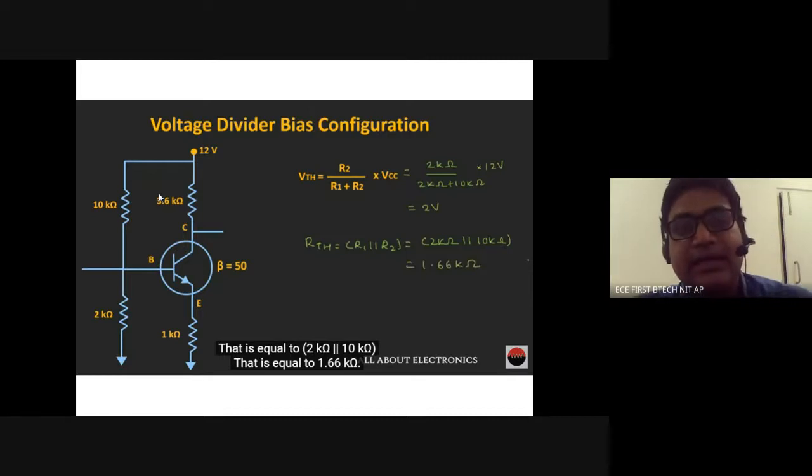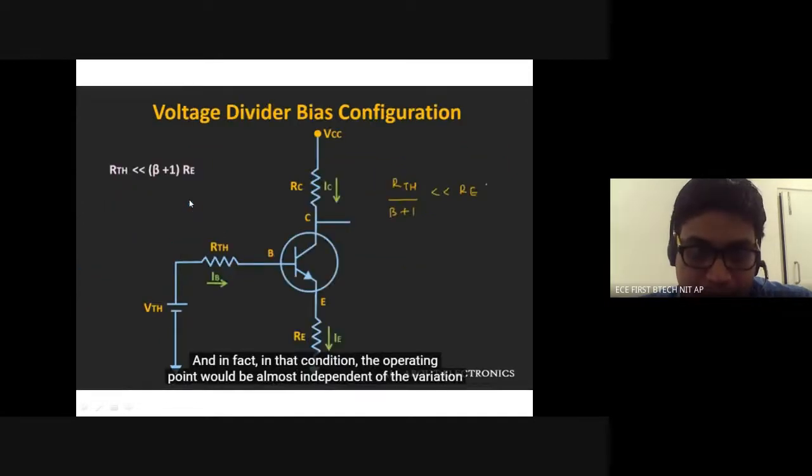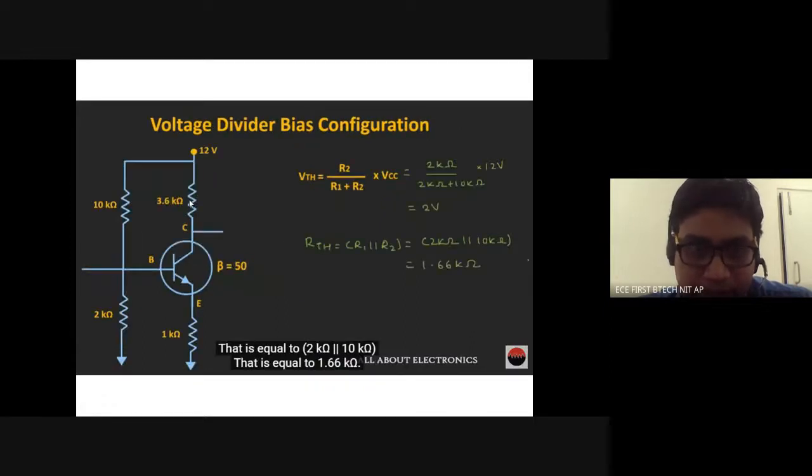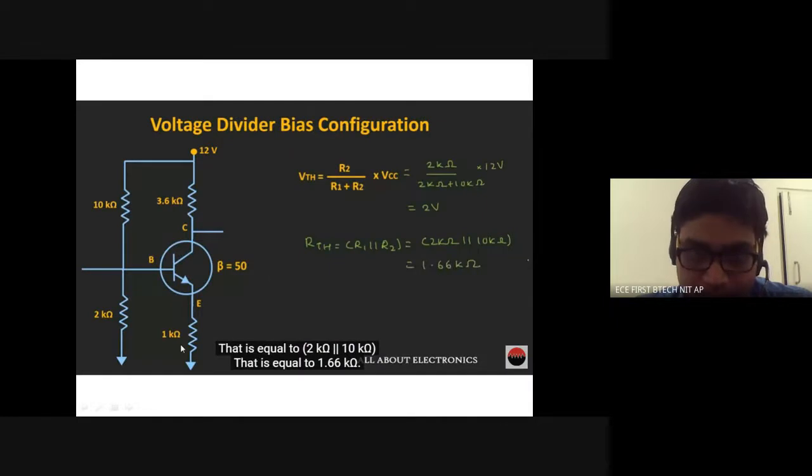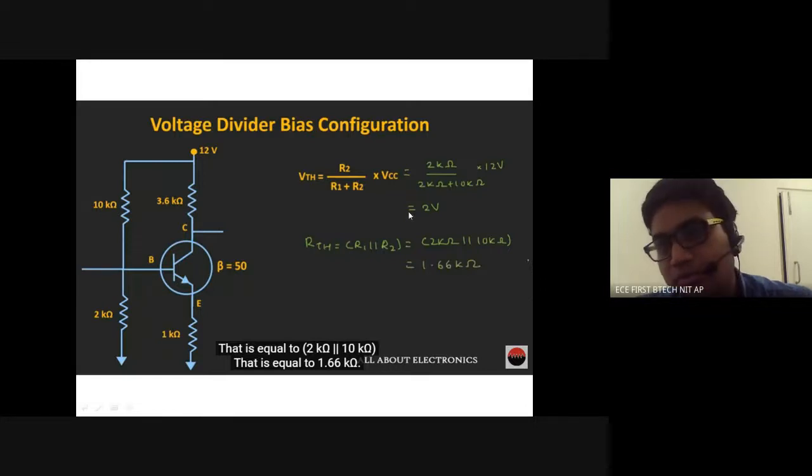Now let's take an example here. Let's say R1 and R2 are given by 10 kilo ohm and 2 kilo ohm, RC is 3.6 kilo ohm, and RE is 1 kilo ohm. So what is the Thevenin voltage here? It will be R2 divided by R1 plus R2 times VCC. So we'll get 2 volt, and Thevenin resistance will be 1.66 kilo ohm.